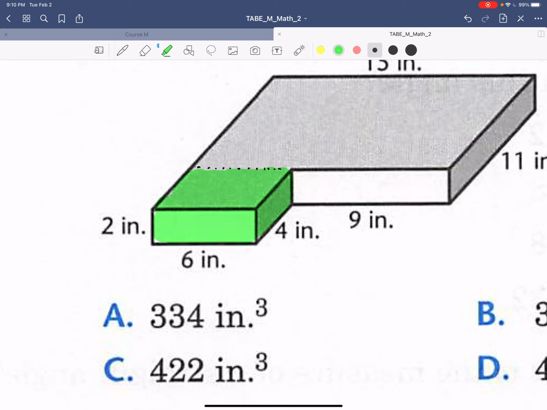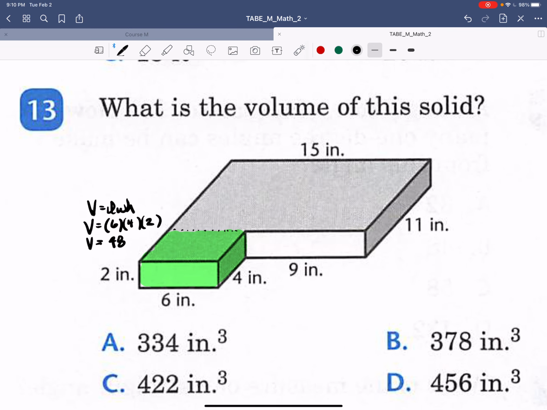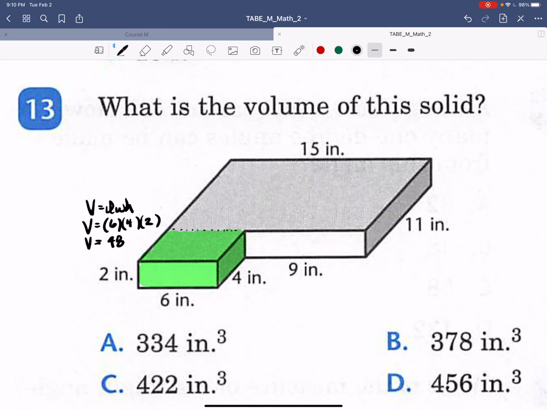This one's pretty straightforward. Let me put 3 pockets and then we'll fill them in. So long 6, wide 4, high 2. I believe that's 48, but I'm not taking a chance the way I'm going. Yes, 48 cubic inches for the green. Be careful back here.